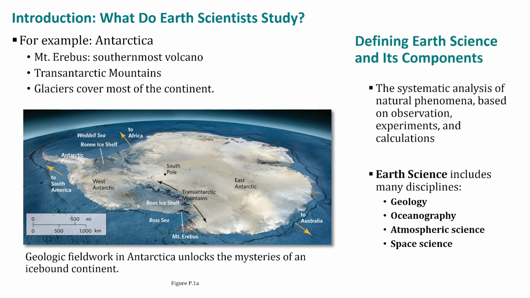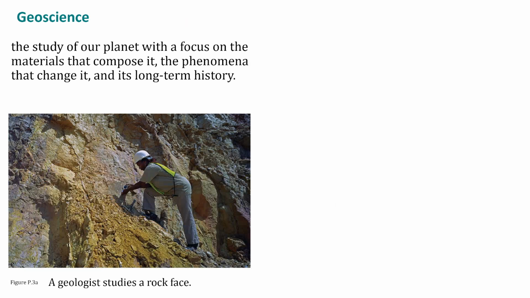So if we wanted to define Earth science and its components, we would say Earth science is the systematic analysis of natural phenomena based on observation, experiment, and calculation. And in this textbook, we have defined Earth science as including the disciplines of geology, oceanography, atmospheric science, and space science. It's important to note that these terms go in and out of vogue. Of course, Earth doesn't really include space science, but for our purposes, we're going to let that slide.